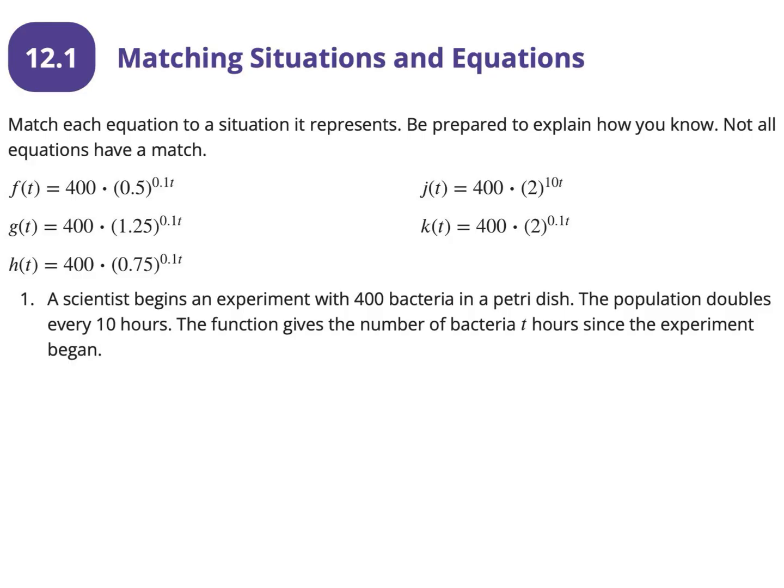A scientist begins an experiment with 400 bacteria, so 400 is our base. The population doubles, our growth rate is 2 every 10 hours. But we're looking at 1 hour. So if we want 1 hour, it would have to be T over 10. And in 10 hours, it would double. So which one is that? K. Because remember, 0.1 equals 1/10.